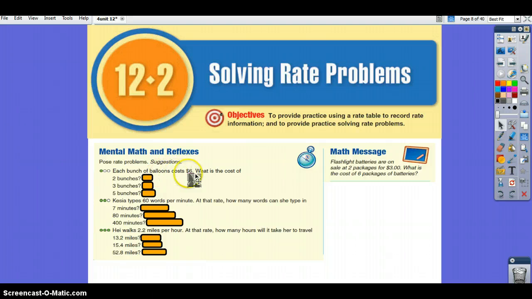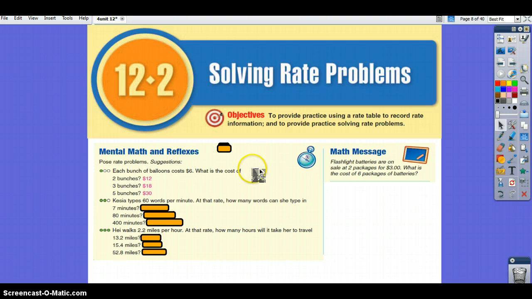Each bunch of balloons costs $6. What is the cost of 2 bunches? Again, we're multiplying. 6 times 2 is 12. So 3 bunches, 6 times 3 is 18. 5 bunches, 6 times 5, 30.